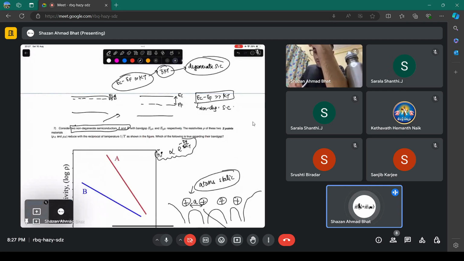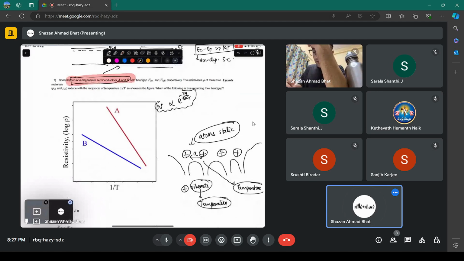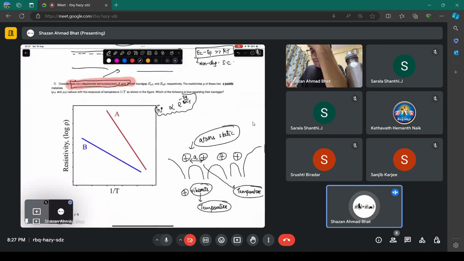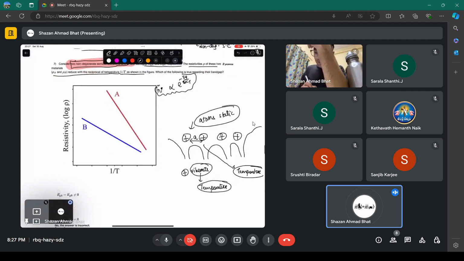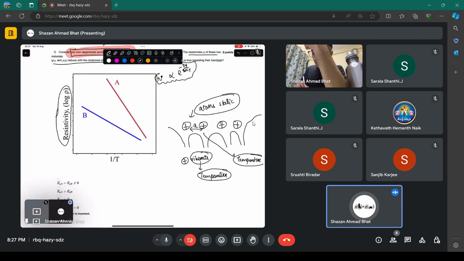Now he is talking about the non-degenerate semiconductor. The band gaps are EGA1, EGA2. The respective resistivities of these two materials with the reciprocal temperature. It's the same plot, except he has plotted log of resistivity, and this is 1 by temperature. So you know that conductivity is the charge times the number of electrons times the mobility. You can write the conductivity as 1 by resistivity. It's equal to n e mu, where this n is here the intrinsic concentration, this concentration.